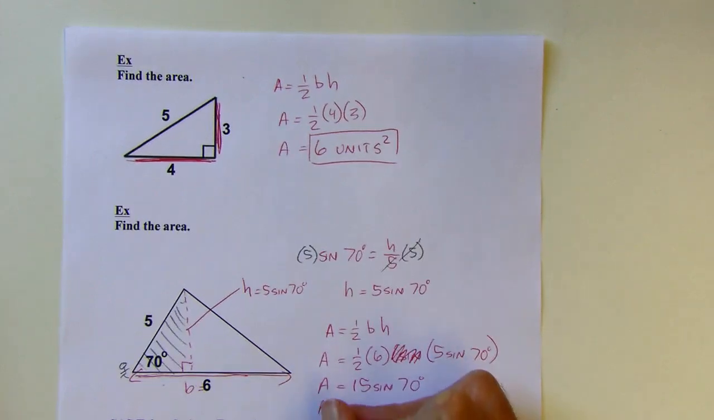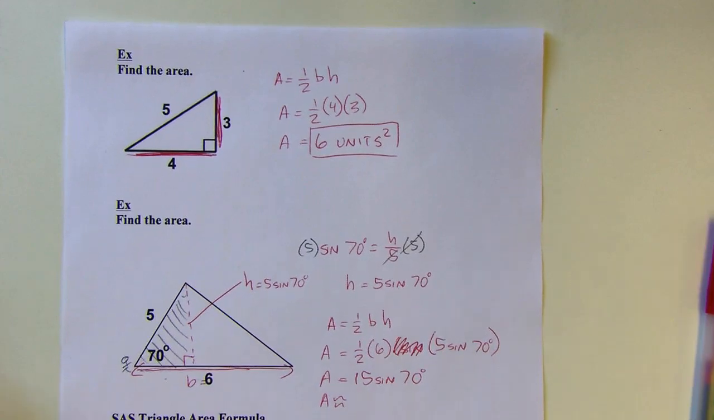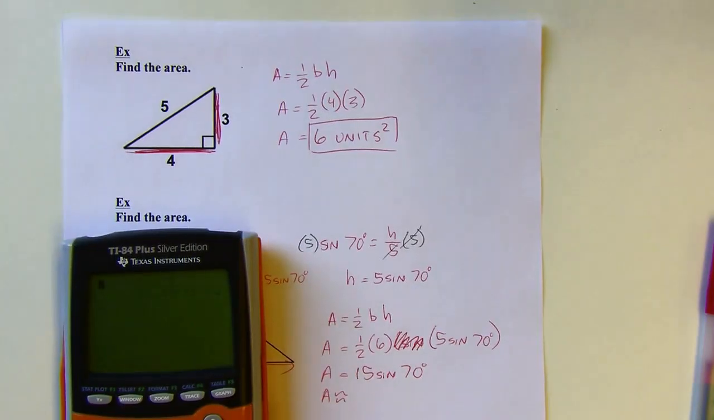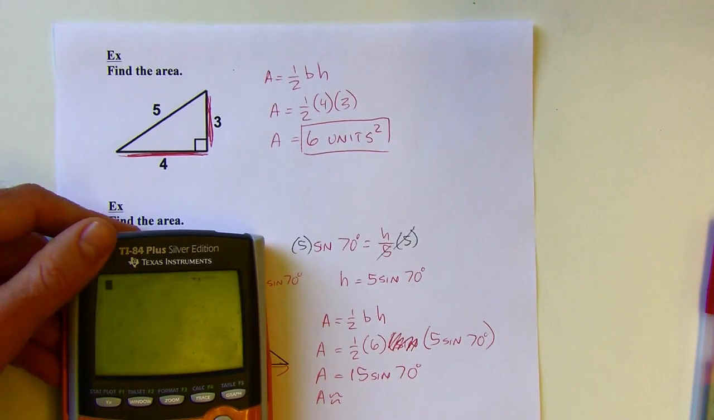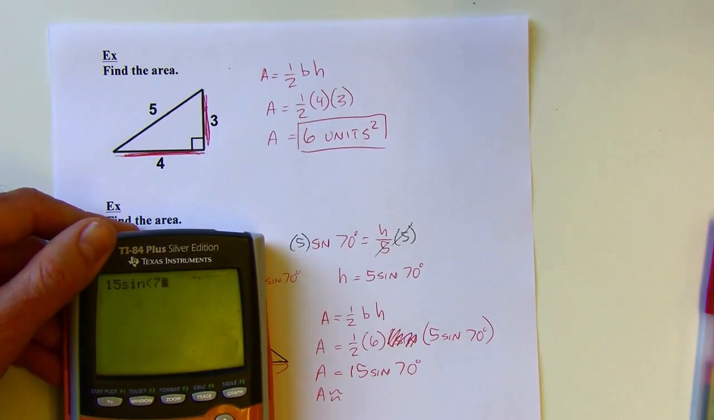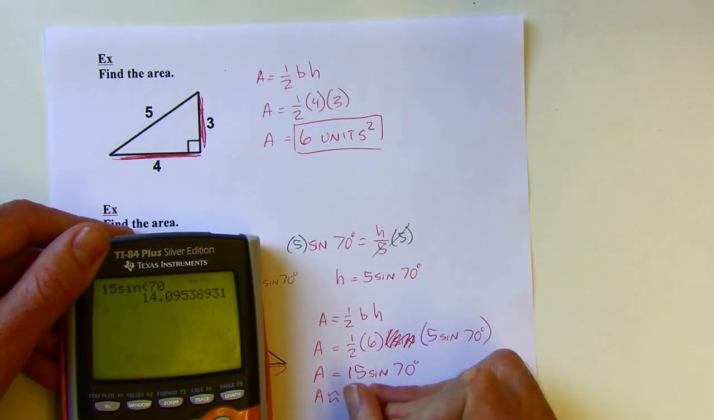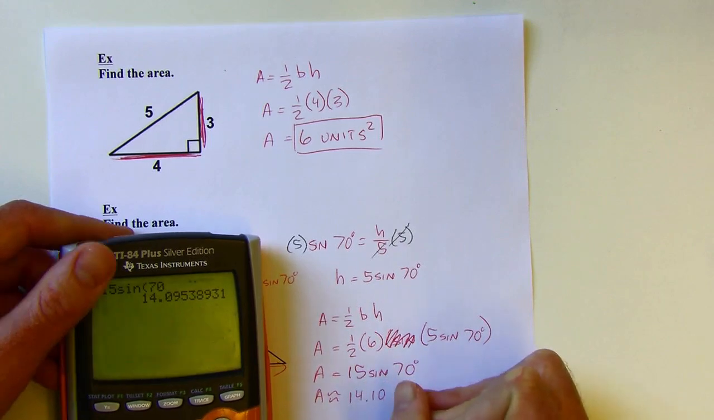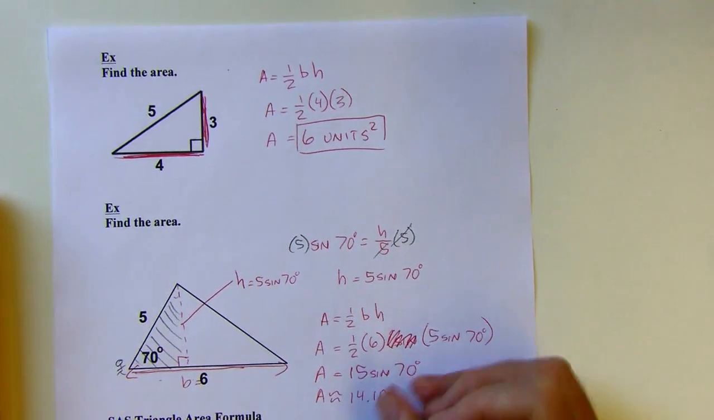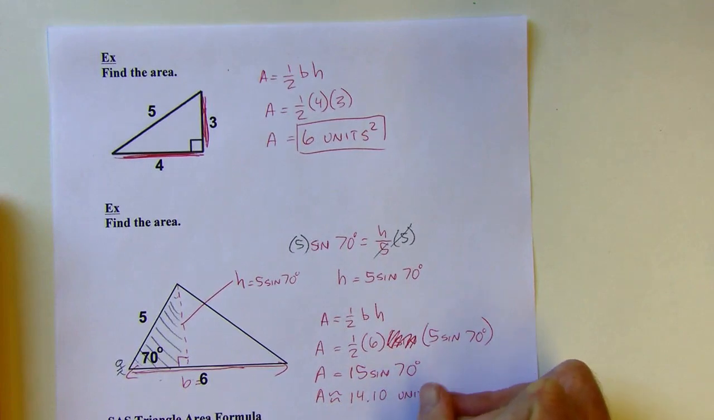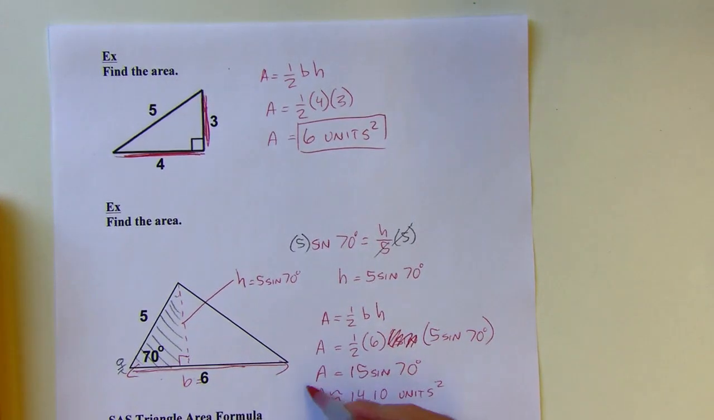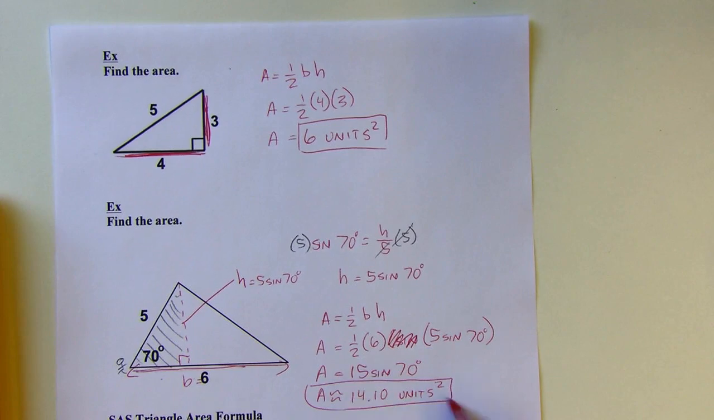And I can type that into my calculator. Make sure you're in degree mode. And there we go, about 14. Oh, we're going to the nearest hundredth. It's not 14.09; it would be closer to 14.10 than to 14.09. So this is 14.10. And this is area, so even though I don't know what kind of units these are, I want to show that they're square units. So approximately 14.10 square units.